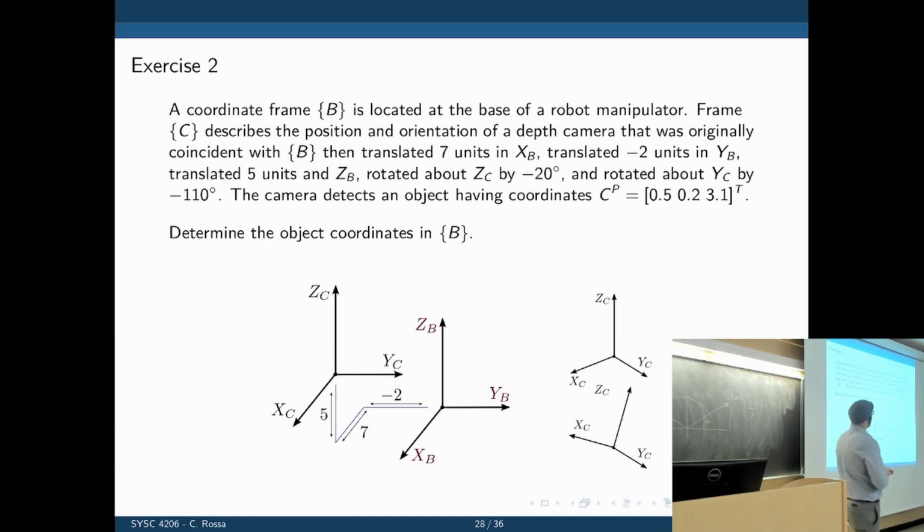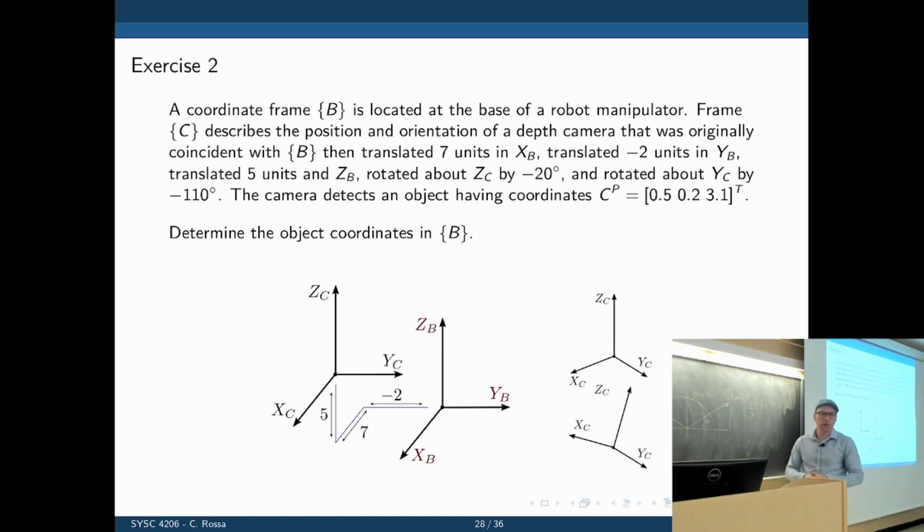Coordinate frame B is located at the base of a robot manipulator. Frame C describes the position and orientation of a depth camera that was originally coincident with B, then translated by that amount in X, Y, and Z, and then rotated about ZC by minus 20 degrees and about YC by negative 110 degrees. The camera detects an object having coordinates CP of that.